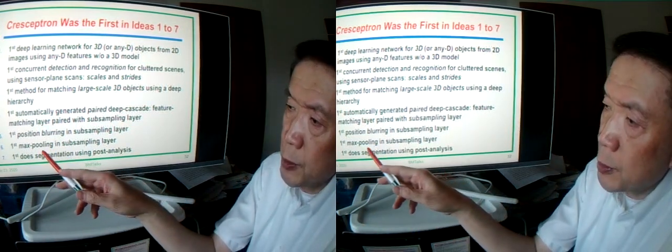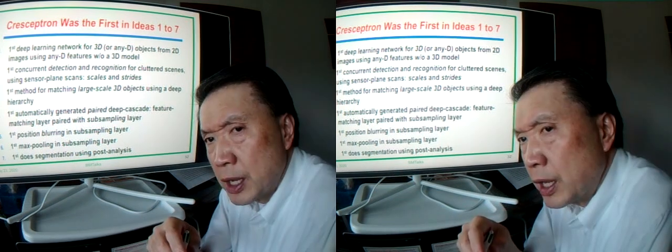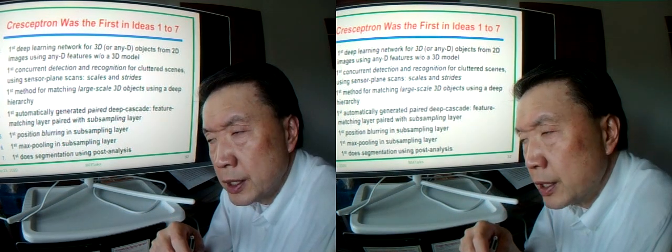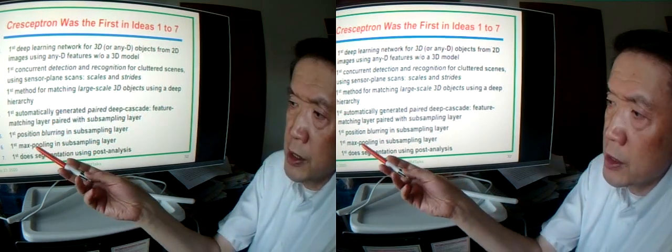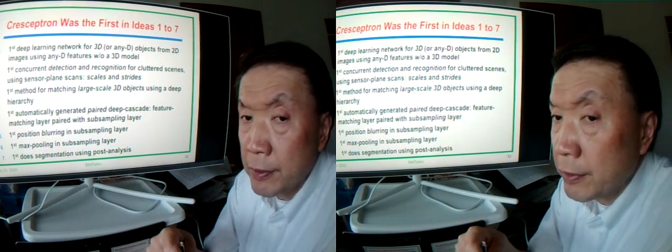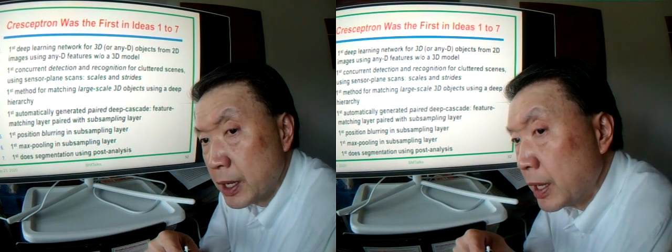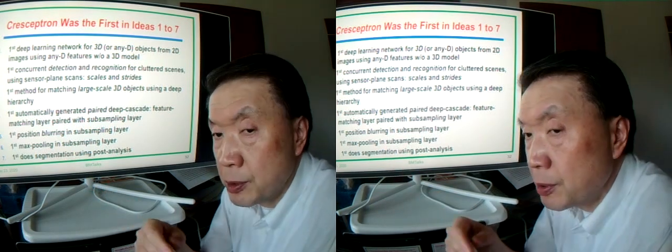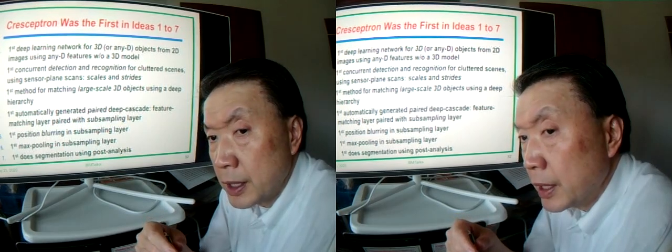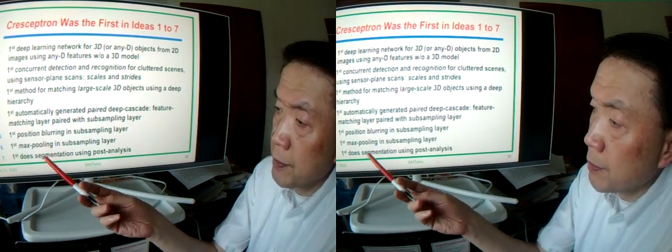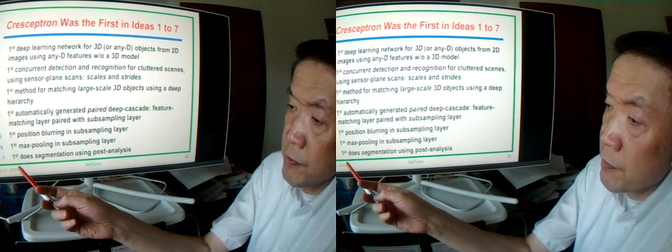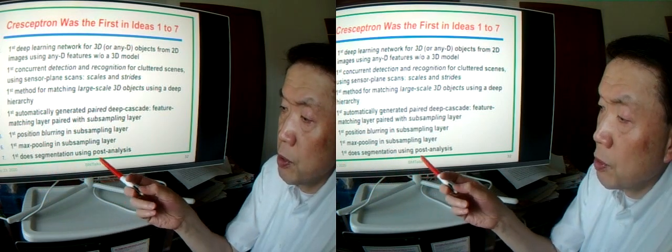Then you have max pooling, which was recognized by Juergen Schmidhuber and others. The term max pooling was coined by Tomaso Poggio later on, but originally I used maximization and I didn't say max pooling, but the ideas are the same, very similar. And number 7, it does segmentation using post-analysis.